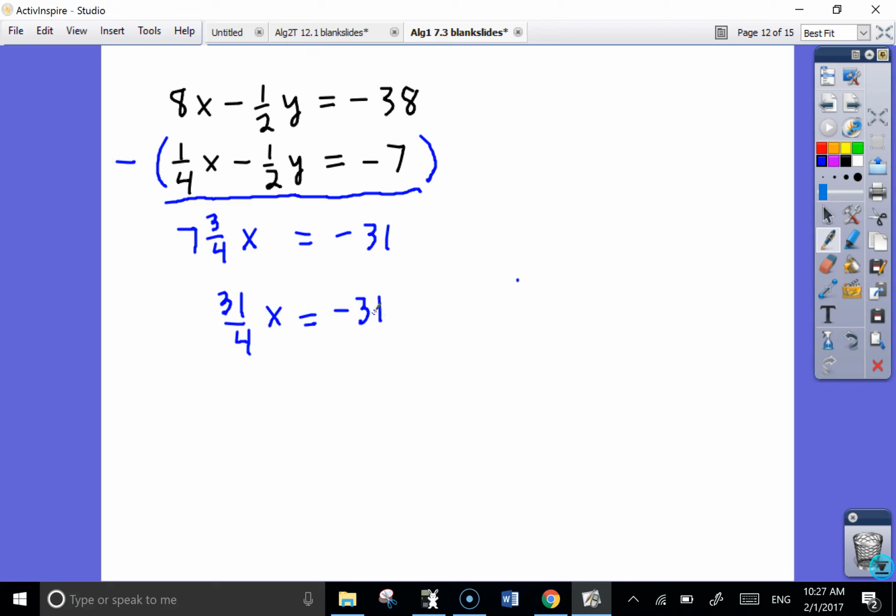Now how do we solve for x when it's being multiplied by a fraction? We multiply by the reciprocal. On the left side we just get our x. On the right side the 31s are going to cancel and we get negative 4.